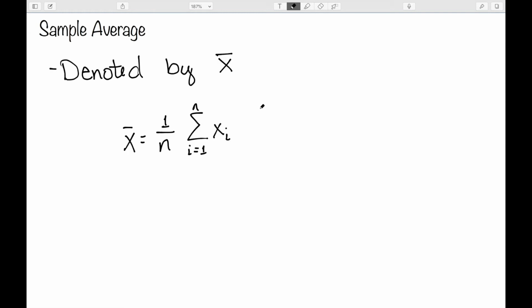The sample average, the average of a sample, is denoted by x bar. And just like for the population average, we need to add up the values and divide by the number of things. And this is also known as the sample mean. So let's look at some examples.